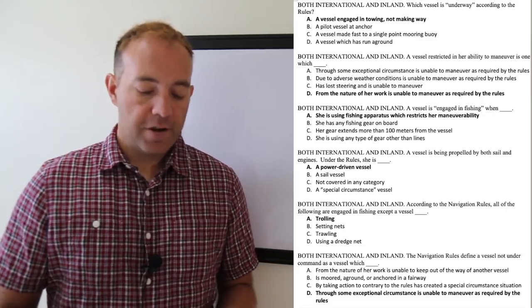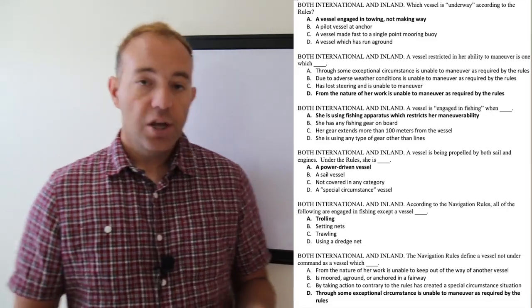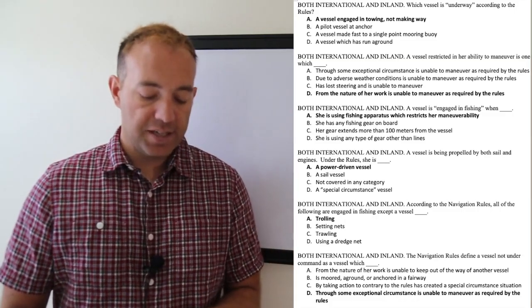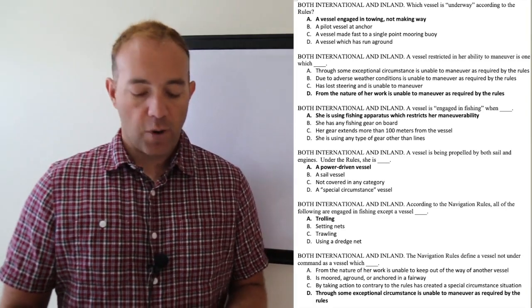Okay, for the next one, both international and inland, the nav rules define a vessel not under command as what? Well, when you think not under command, you should think exceptional circumstance. And choice D, once again, talks about an exceptional circumstance unable to maneuver as required by the rules.